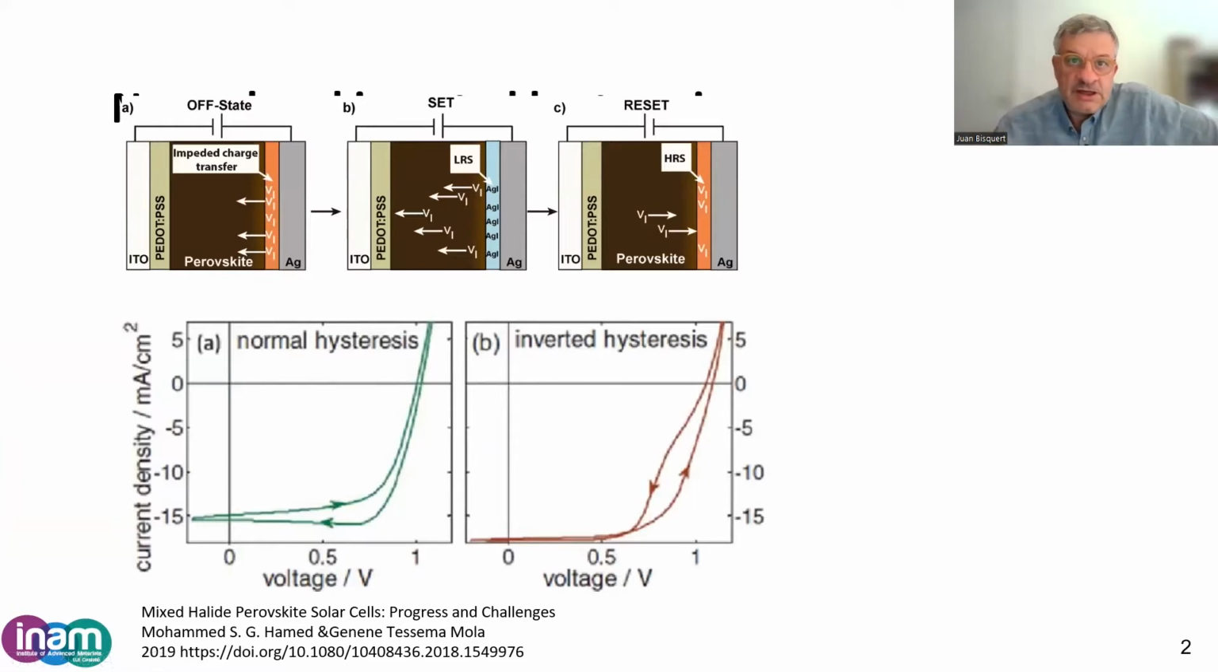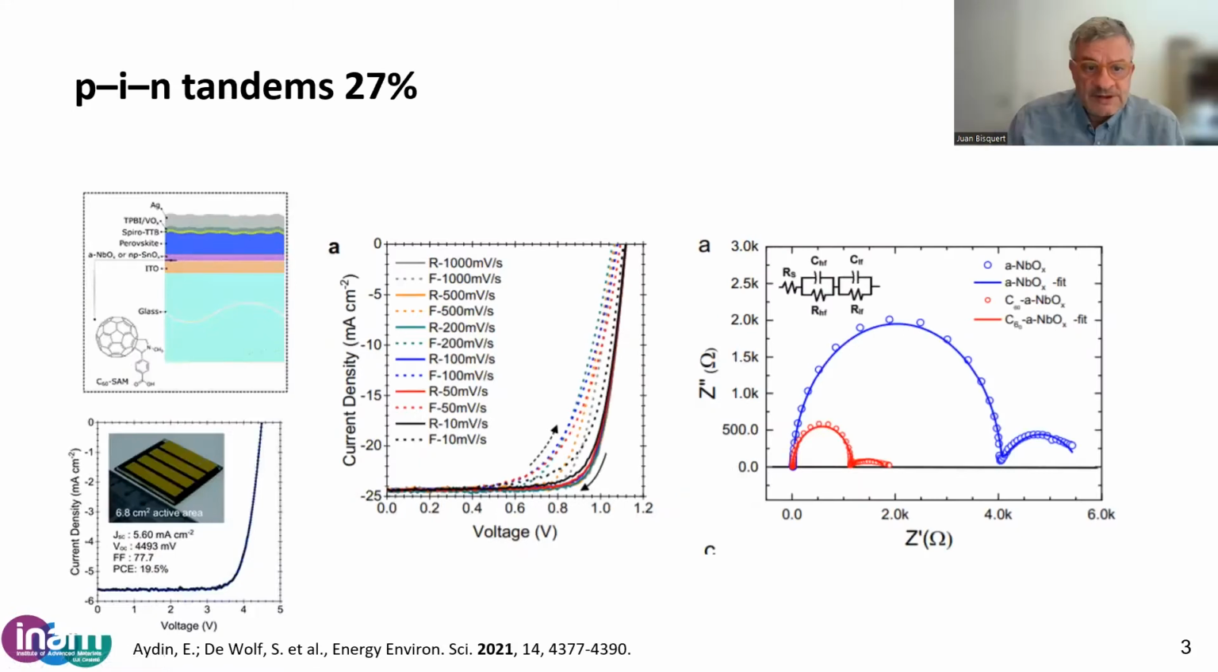It can have different shapes because the forward scan can be smaller than the return scan, or this is normal hysteresis, or in the other way around. Hysteresis has been decreased in high-performance solar cells, but it's still present in many cases, like this tandem solar cell. And one technique to measure the cells is to measure the equivalent circuit by impedance spectroscopy, so both things are connected.